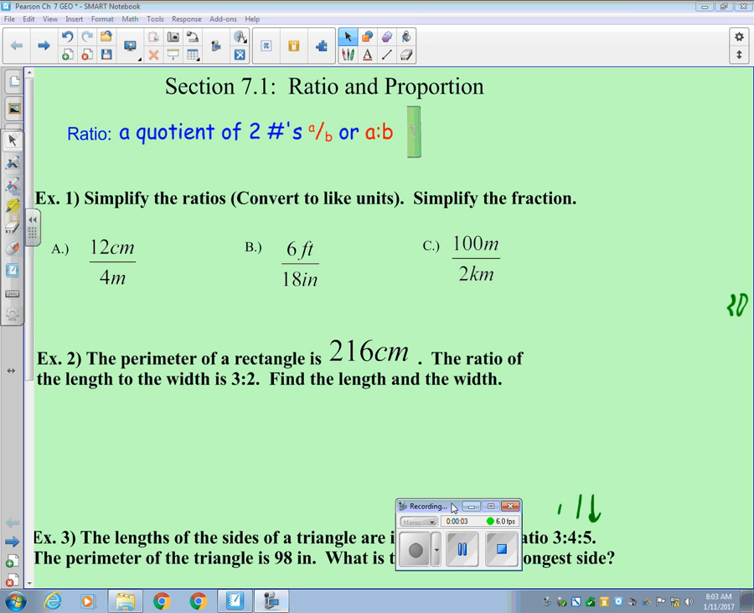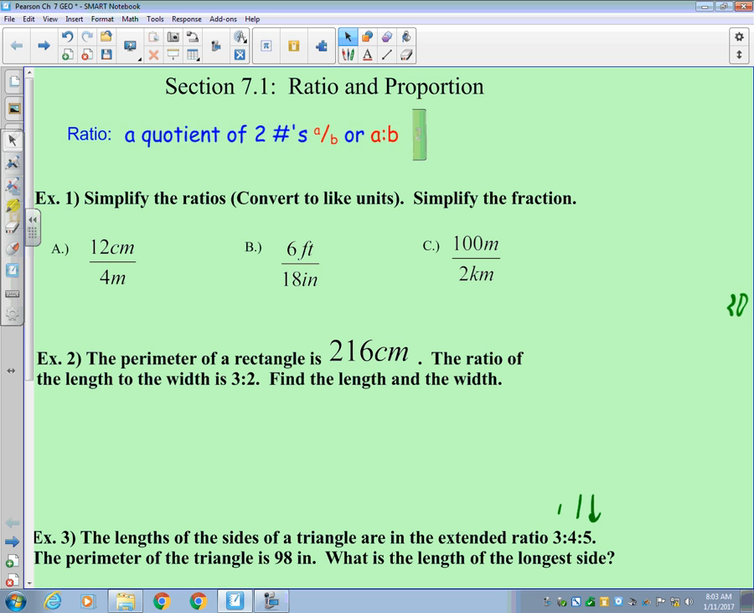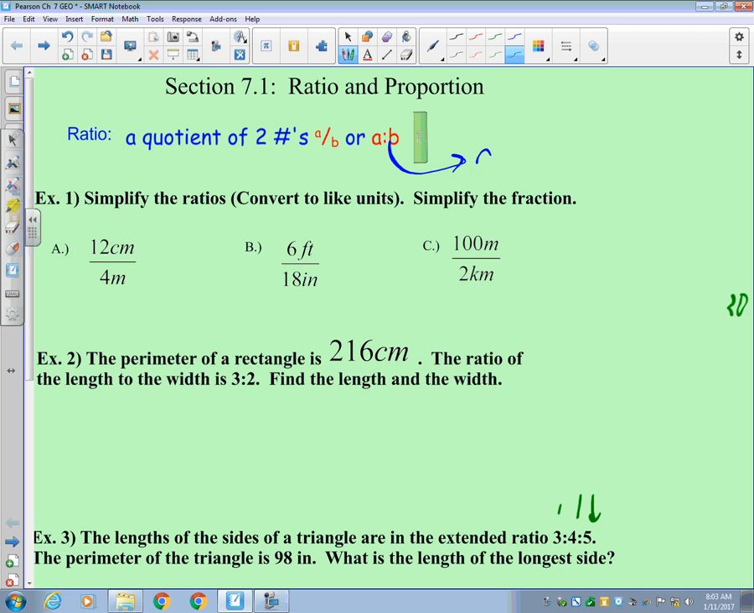All right, well, hello and welcome to 7-1 ratio and proportion. Just a quick reminder that a ratio is a quotient of two numbers. It can be written as A over B or A colon B. That's pronounced A to B.